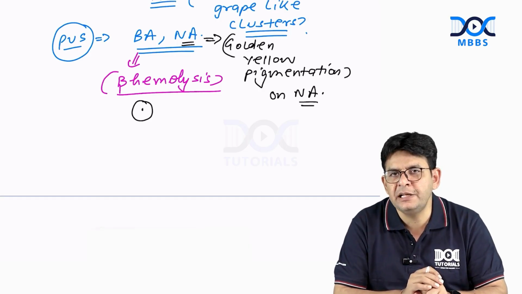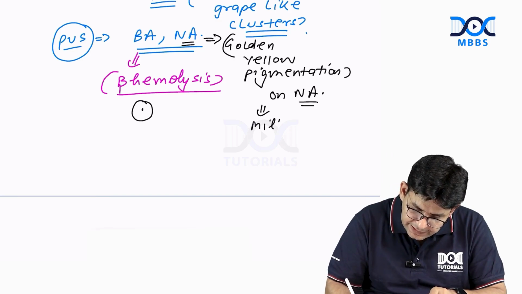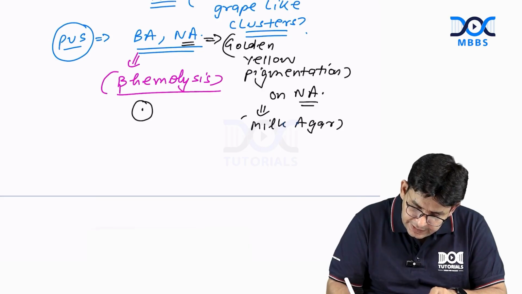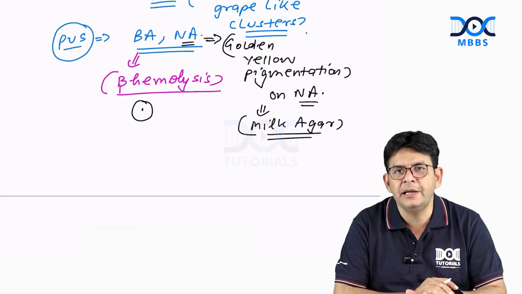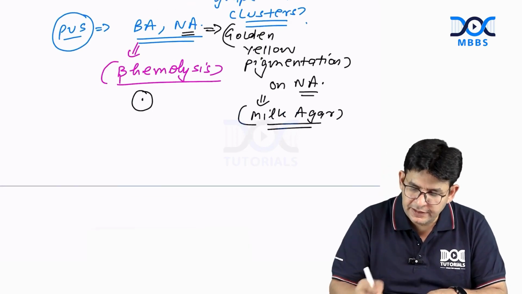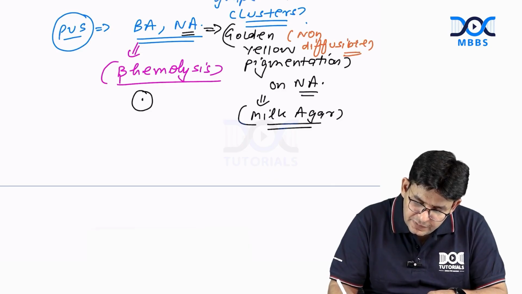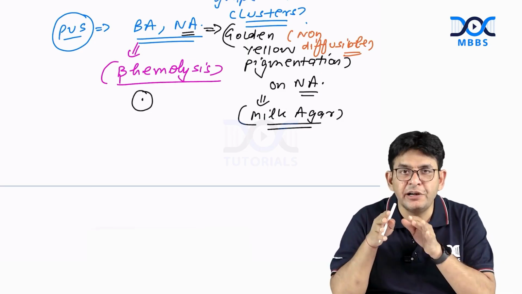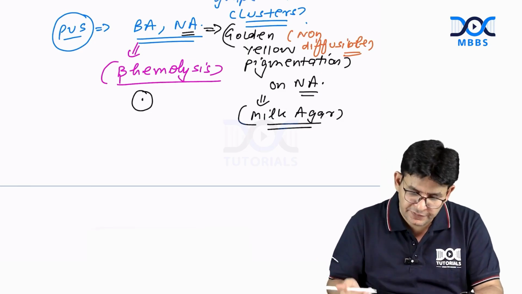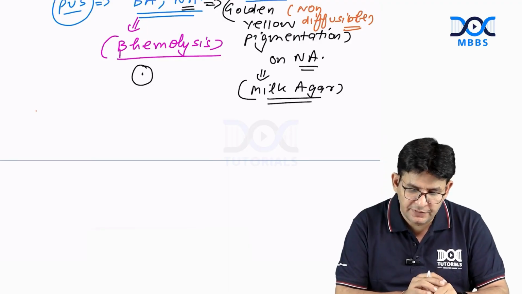And this golden yellow pigmentation looks more beautiful on which media? Milk agar. Golden yellow pigmentation. And this particular one is a non-diffusible pigment. It is which sort of pigment? A non-diffusible pigment, meaning only the colonies are golden yellow, not the culture media. It does not diffuse into the culture media. Is it fine? So this is there, and you have to see the beta hemolysis of this particular organism.